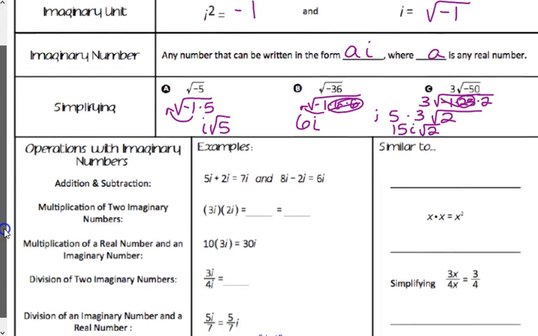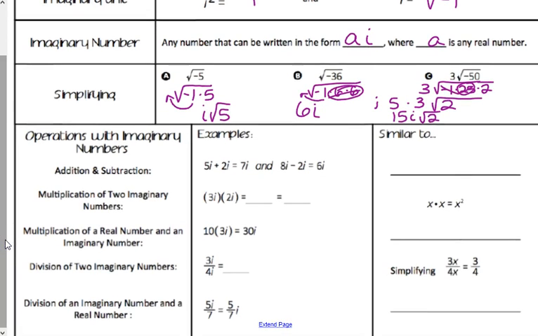Now the operations with imaginary numbers are very, very similar to when we combine like terms. You can only combine imaginary numbers if they are both imaginary for addition and subtraction. For multiplication and division, we can do pretty much the same thing we always do. We have 3 times 2 is 6. i times i is i squared. Now i squared is -1. So that would be 6 times -1. And that gives us -6.